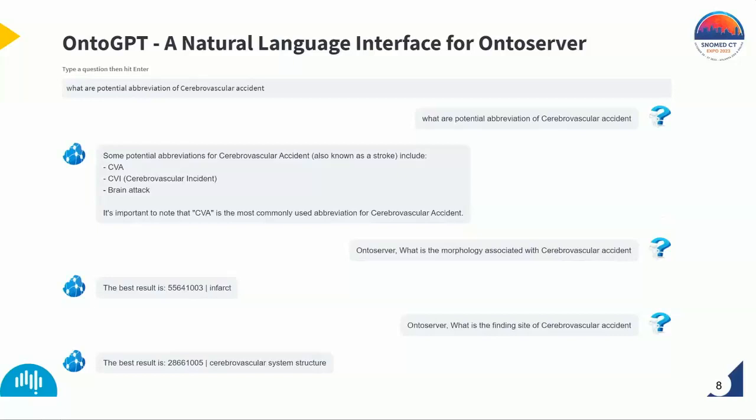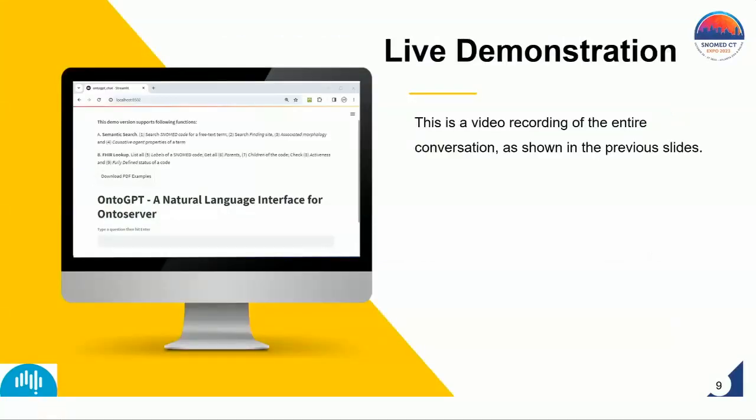The generic chat feature allows us to inquire about various aspects of the clinical term. For instance, we can seek potential abbreviations of cerebrovascular accident. Alternatively, we can ask OntoGPT to retrieve results specifically within the SNOMED CT domain. As an example, we can get finding site and associated morphology attributes of cerebrovascular accident. Now, let's watch the video recording of the entire demonstration with OntoGPT.